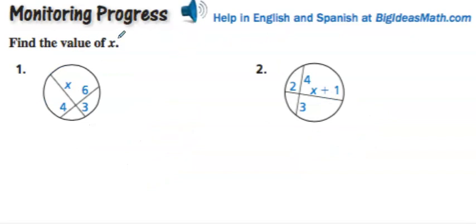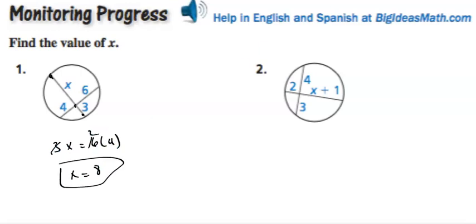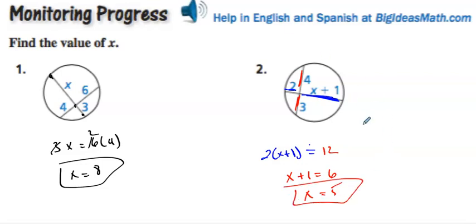Monitoring progress. Find the value of X. They gave you some much easier ones here. So we've got this chord broken up into 3 and X, so 3 times X is equal to 6 times 4, so X is equal to 8. And then the other one is 2 times X plus 1. So I have this chord and this chord, that's one chord, times or equals 4 times 3, which is 12. So X plus 1 is equal to 6, and X is equal to 5. Alright, not too bad.